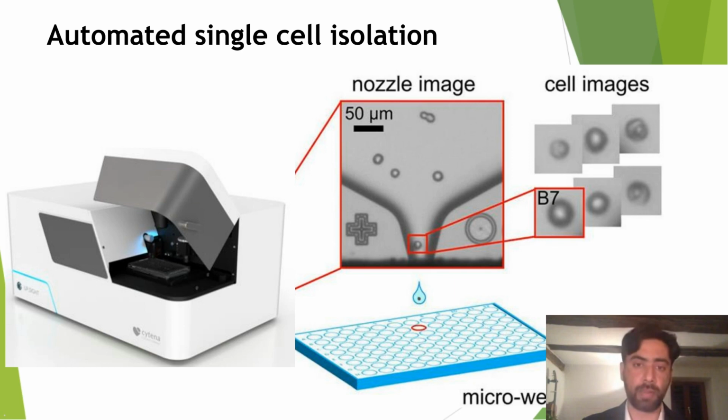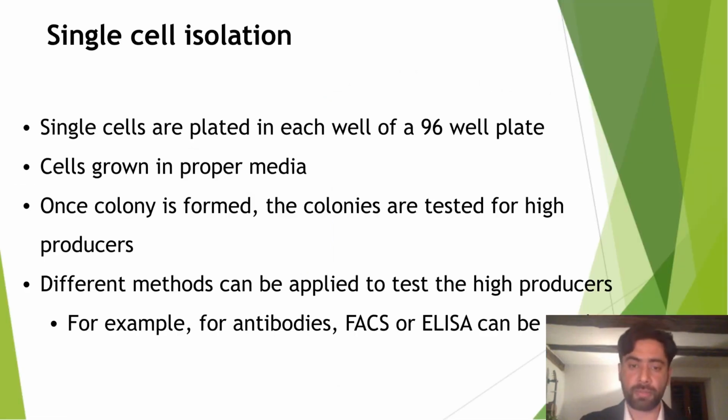If I give you one example, when I was using the manual single cell isolation, I actually ended up taking days for picking up colonies. But in case of automated, it can actually take a few hours. So at the end, you have single cells. You plate them in a 96-well plate. You put proper media on top of it, and then let it grow. And at the end, you have colonies.